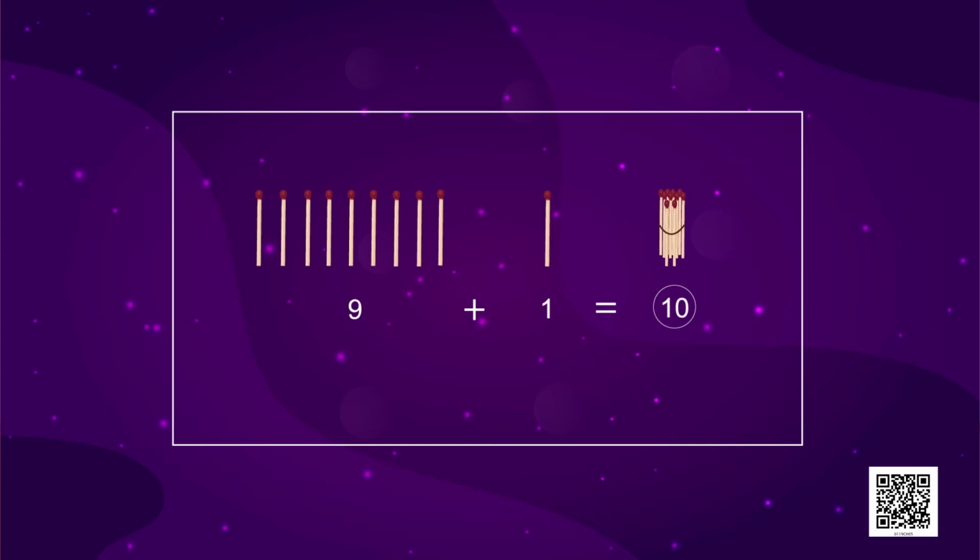9 plus 1 is equal to 10. Symbol of plus, that is addition. Okay, here one matchstick is being added to 9 matchsticks. So we got 10. And these 10 matchsticks have been made into a bundle. Oh, that's a 10 again. Oh wow, another 10 of matchsticks. Let's see what is next.